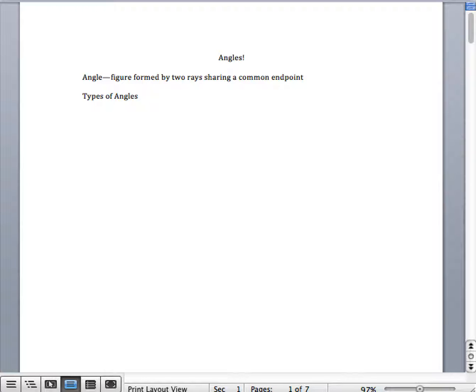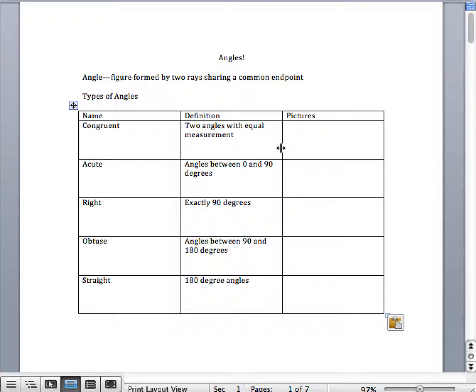So we'll go ahead and pop up our little chart. Here we go. So there are 5 different types of angles. There are congruent, acute, right, obtuse, and straight angles. And we have the definitions here if you want to write them down. We are going to be going through some pictures also just to give you a better idea. So we'll start with congruent angles. The definition is 2 angles with equal measurement.